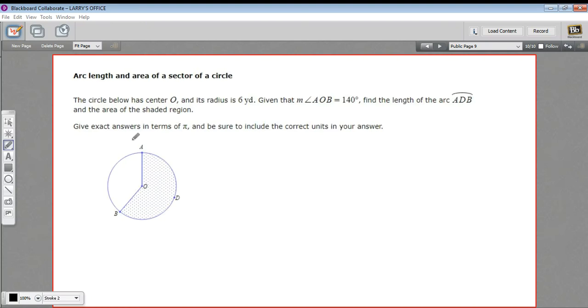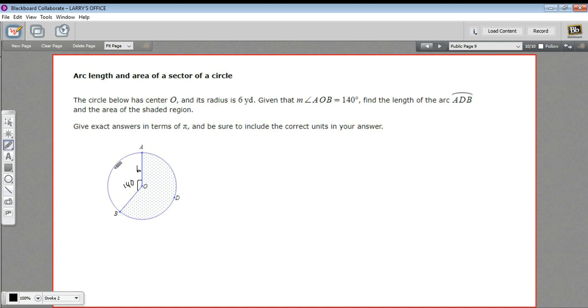In this problem, we have a circle with a central angle and a shaded area, and we need to find the arc length and the area of that shaded sector of the circle. So we've got two problems in one here. First of all, we're told that the radius of the circle is 6, and we're told that the angle AOB, so this one right here, is 140 degrees.